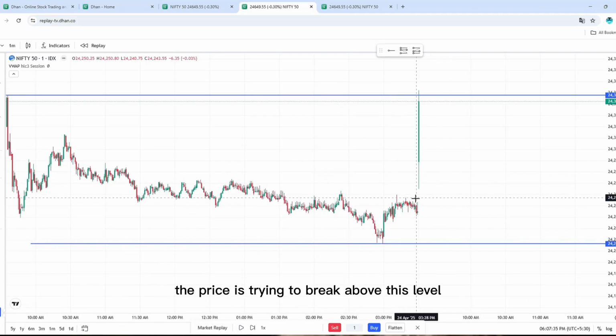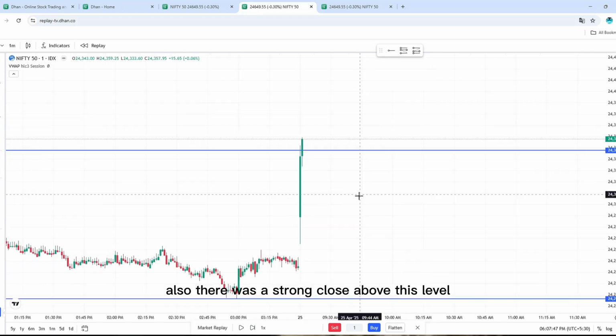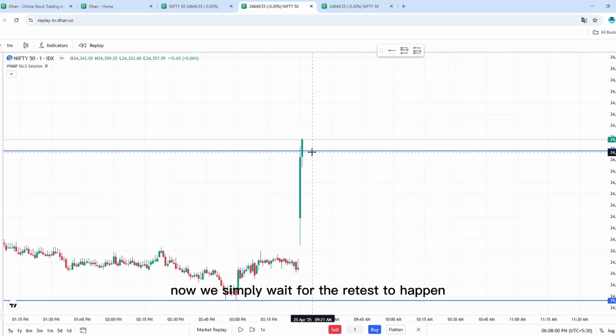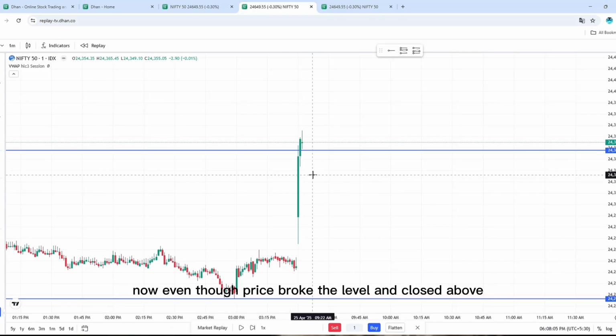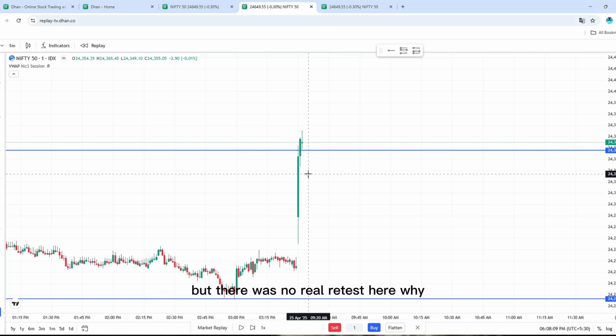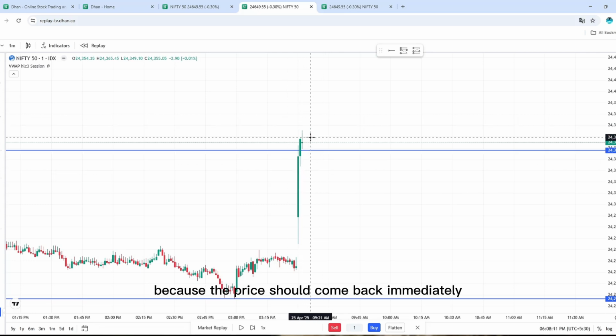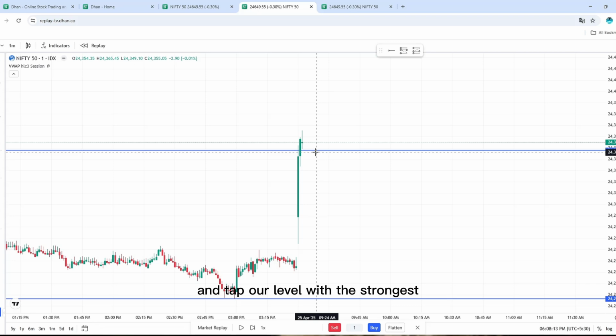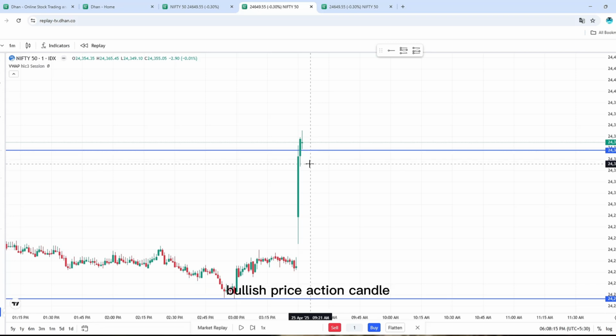So as you can see, the price is trying to break above this level. Also there was a strong close above this level. Now we simply wait for the retest to happen. Even though price broke the level and closed above, there was no real retest here. Why? Because the price should come back immediately and tap our level with the strongest bullish price action candle. That's going to be the real retest for us.